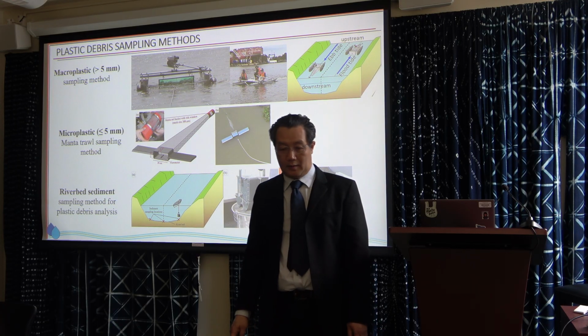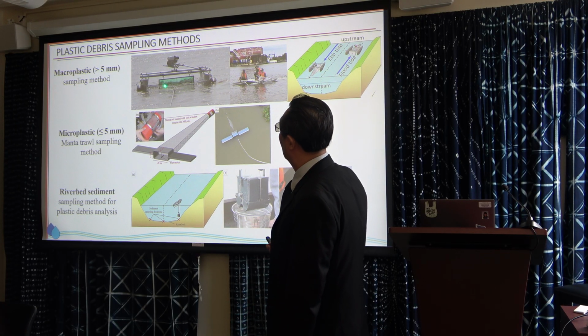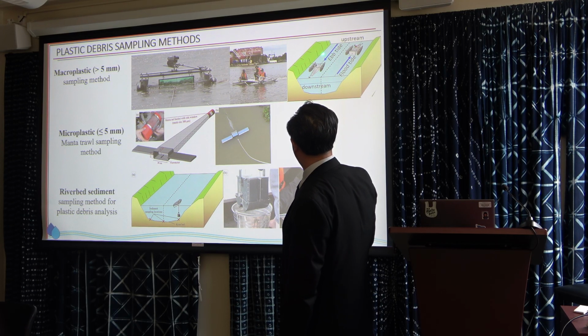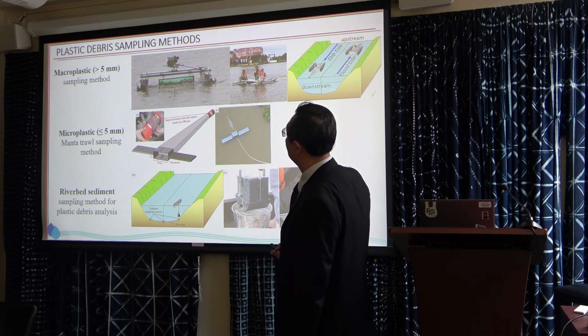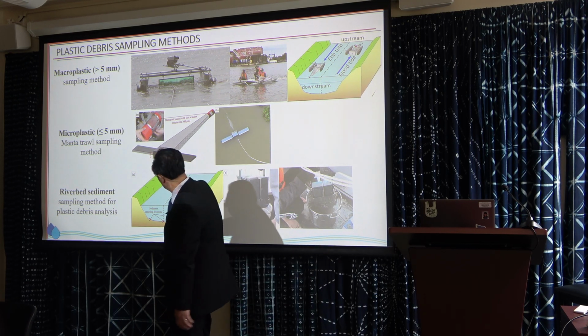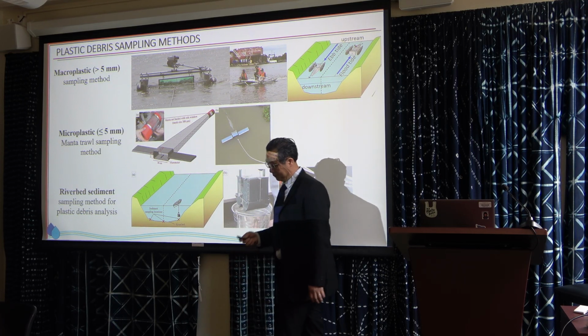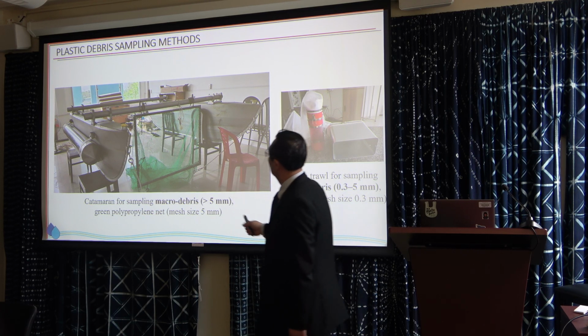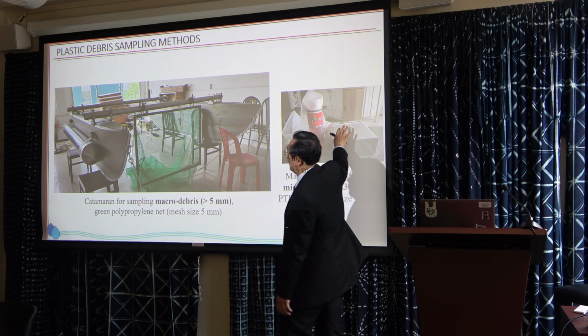And here is the method for collecting microplastics. Here I use a catamaran with a net in the middle, and we tow along the river, from flood time and ebb time. And here the net collects the small particles of microplastics. I also collect the microplastic at the bed of the river. Here is the real instrument I use in my lab. This one is for collecting macroplastic, and this one is for microplastics.